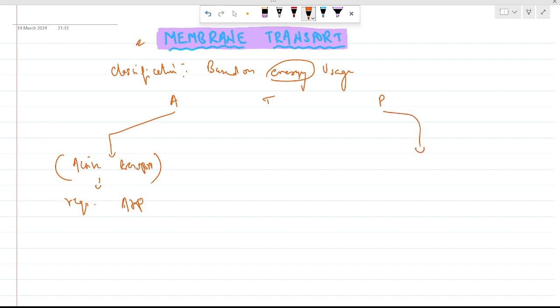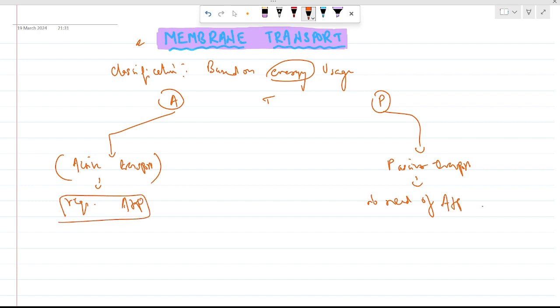So P stands for passive transport. Here there is no need of ATP. Active transport requires ATP, and in passive transport there is no need of ATP. So I want to discuss one by one.